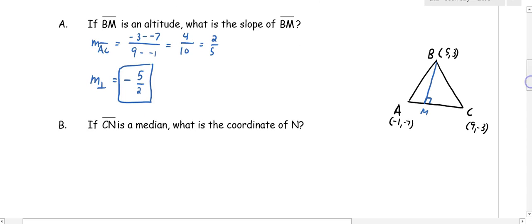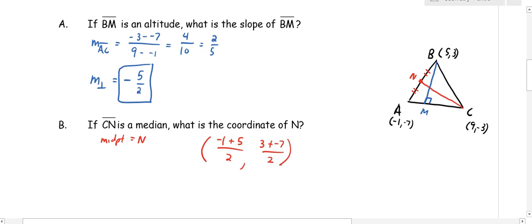In part B, it says that CN is a median. So remember, a median meets at the midpoint. So N is representing our midpoint. So we want to find the coordinates of N. So we're going to use point A and point B to find our midpoint. So when we're doing the midpoints, we're going to add the x's together. So negative 1 plus 5 over 2. And negative 7 plus 3 over 2.